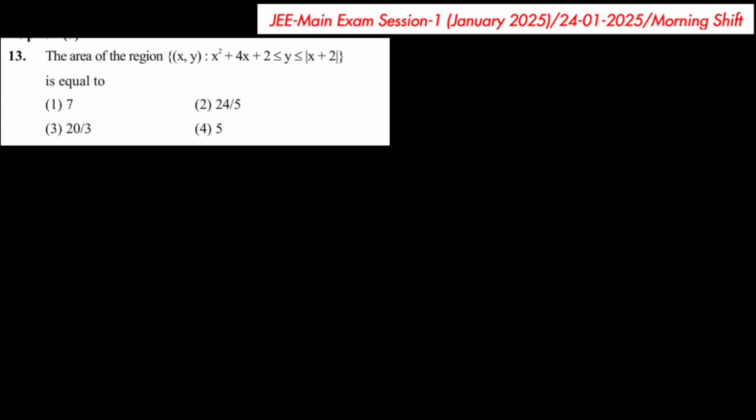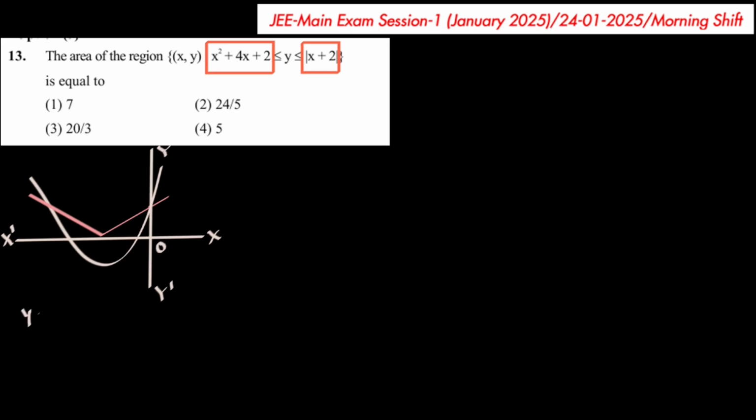In this question, we have to find the area of the region bounded by the parabola y equals x square plus 4x plus 2 and the modulus function y equals mod x plus 2. Let us draw the combined graph of the parabola and the modulus function. This would look somewhat like this. The equation of the parabola is y equals, that we write. From this we get the vertex of the parabola as minus 2 comma minus 2. Next, by putting x equals 0, we get y equals 2. So this point will be 0 comma 2.